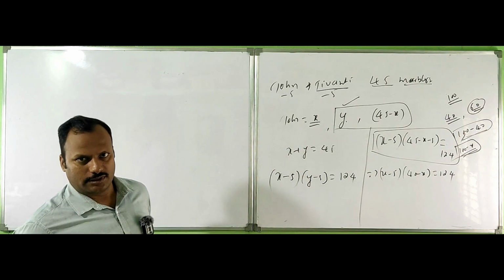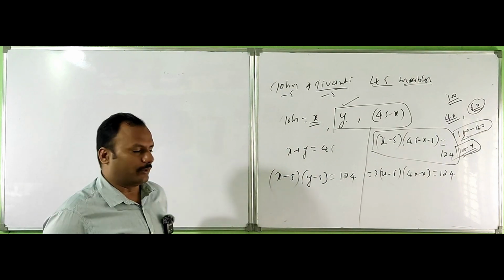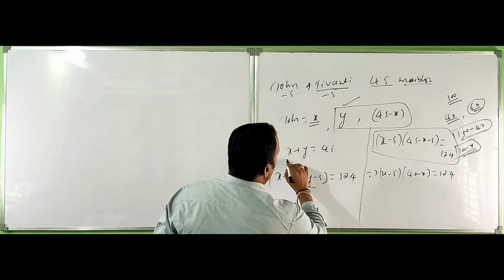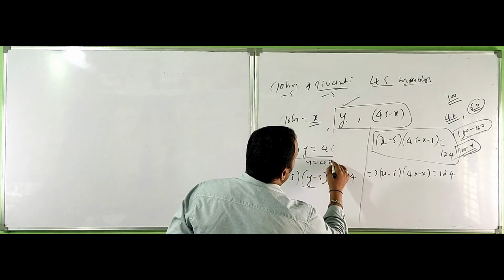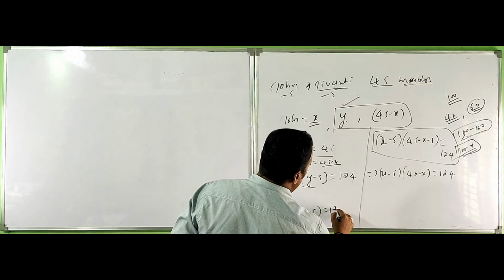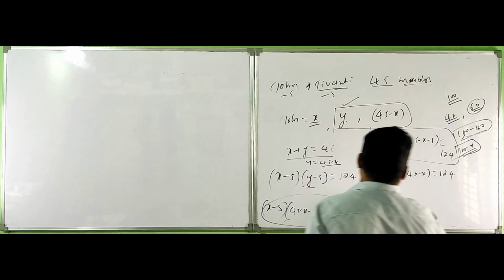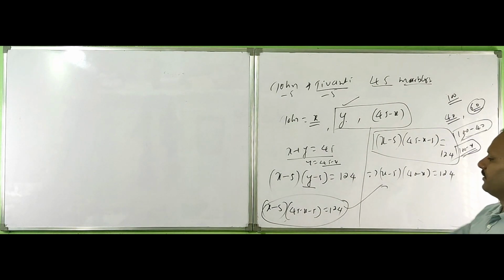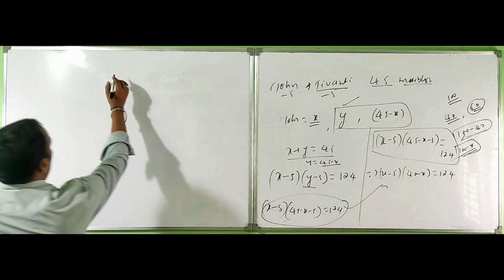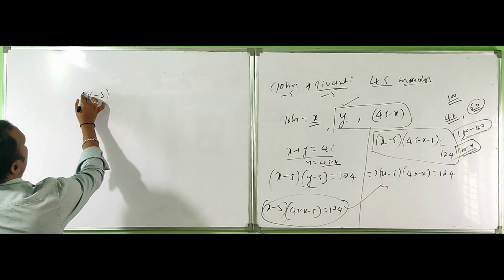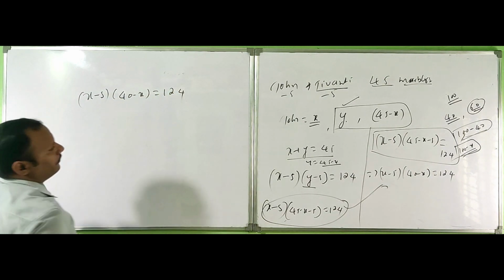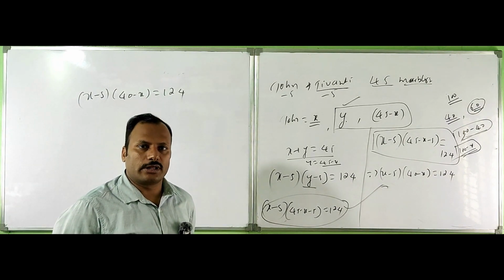I should write it in the x form now. For a quadratic equation with only one variable, what is the value of y? y is equal to 45 minus x. So we write x minus 5 times 45 minus x minus 5 is equal to 124, which is x minus 5 times 40 minus x is equal to 124. We should check whether it is a quadratic equation or not.